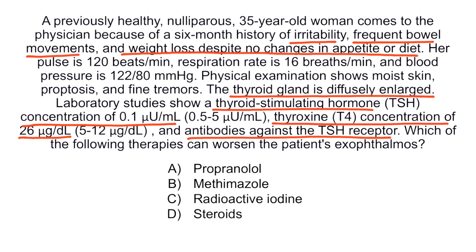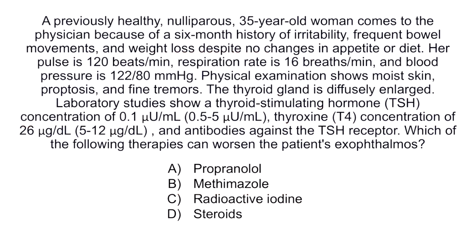All of the mentioned medications can be used for the treatment of Graves' disease. But let's try to recall which of the following therapies may worsen exophthalmos. The answer is C, radioactive iodine. Remember that one of the adverse effects of radioiodine therapy is that it may worsen the exophthalmos by the rapid induction of hypothyroidism, causing increased secretion of TSH.